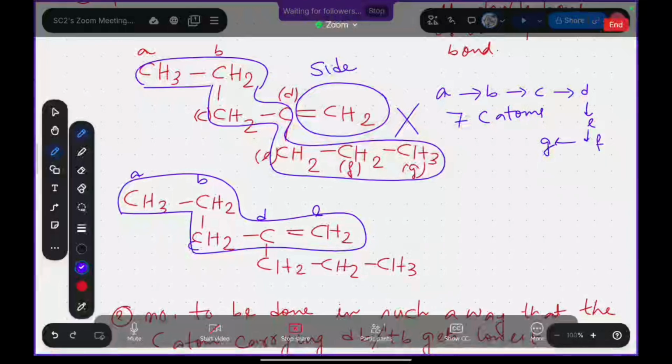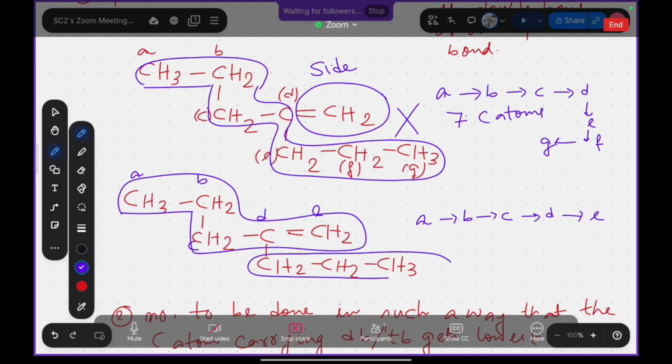The double bond, that means A to B to C, then to D to E. It is continuous. The carbon atoms are just beside one another. They are bonded to each other and also have the double bond in it. That means this part, CH2, CH2, CH3, comes under the side chain. So this one is correct, though it includes only 5 carbon atoms.